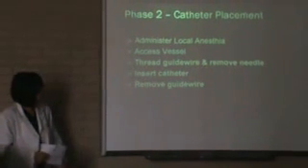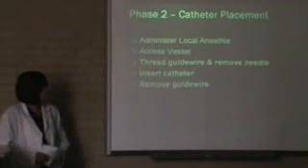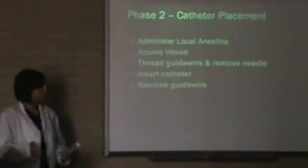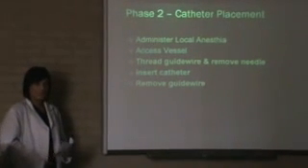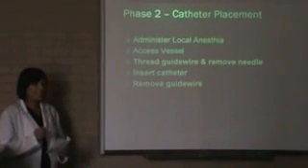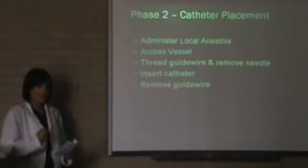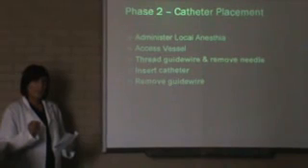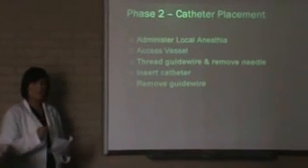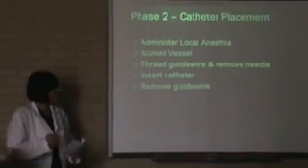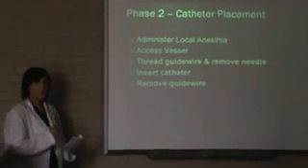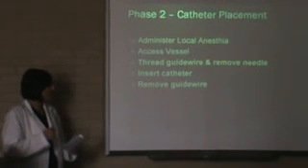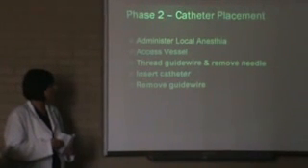starts. The second phase is catheter placement. So when the doctor finds the femoral artery, he's going to administer a local anesthesia, which is usually lidocaine. Then he's going to access the vessel, which is the femoral artery, by making a small incision. Then he's going to thread the guide wire through the artery into the aorta. Once that's done, he's going to insert the catheter over the guide wire into the aorta about 2 centimeters above the aortic valve. Then once the catheter is in the proper place, he's going to remove the guide wire. Then when the physician is ready, he's going to insert the contrast into the heart to visualize the vessels in question.